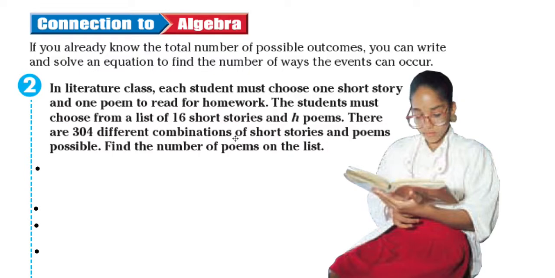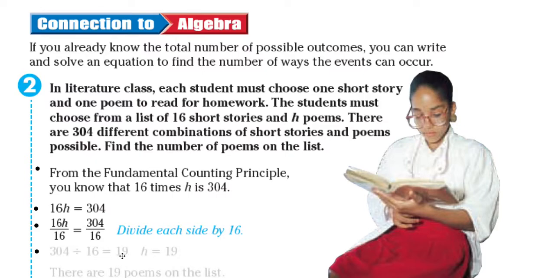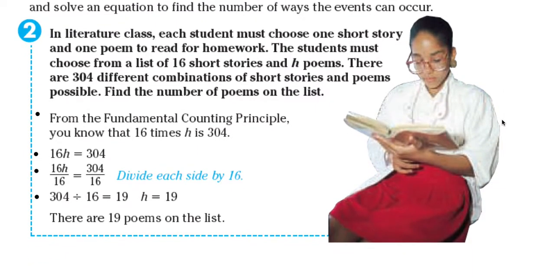This is just a variation of the fundamental counting principle. If we multiply the 16 short stories and the number of poems, there will be 304 different possible outcomes. We want to find the number of poems on the list, so what do we do? We have 16 times h is equal to 304, and we make an equation out of that. It's a simple one-step equation. We divide both sides by 16, and we end up with a value of h of 19. So there are 19 poems on the list.